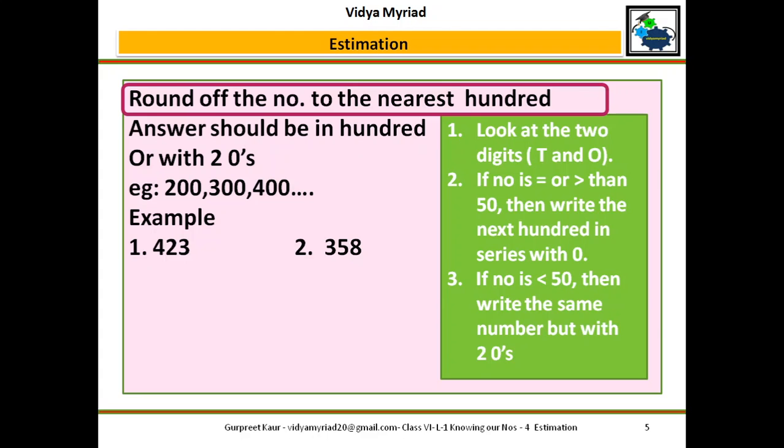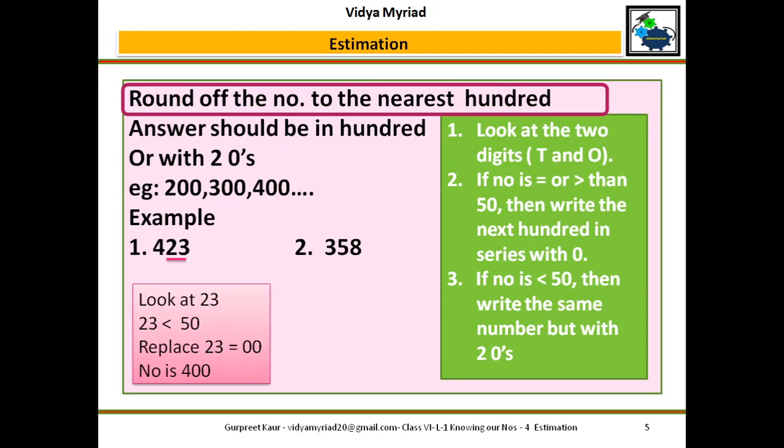So I will just look into the two digits, that is 23, and decide whether it is more than 50 or less than 50. I know it is less than 50. So what I will do is I will simply replace 23 with the two zeros and my number becomes 400.